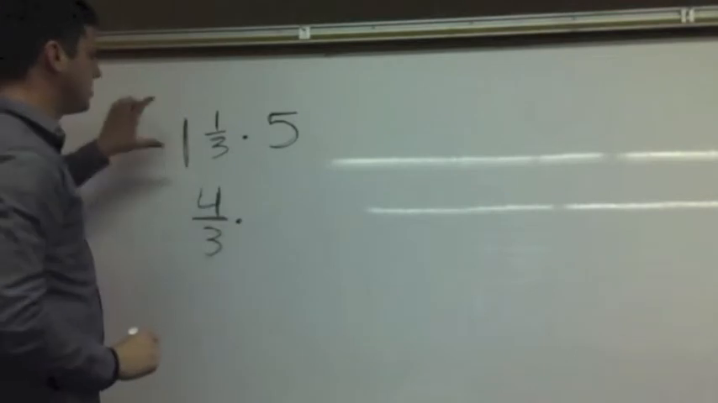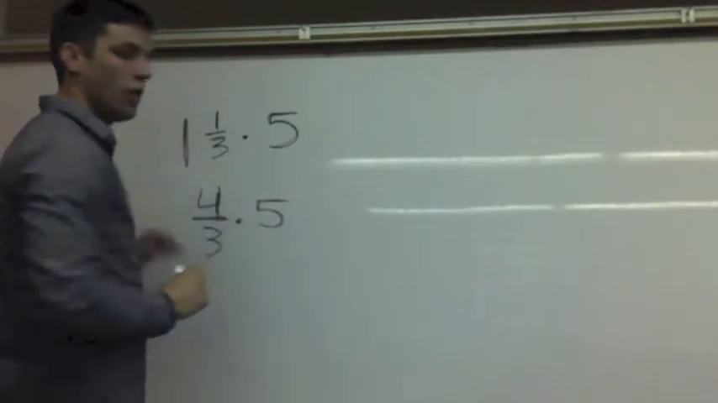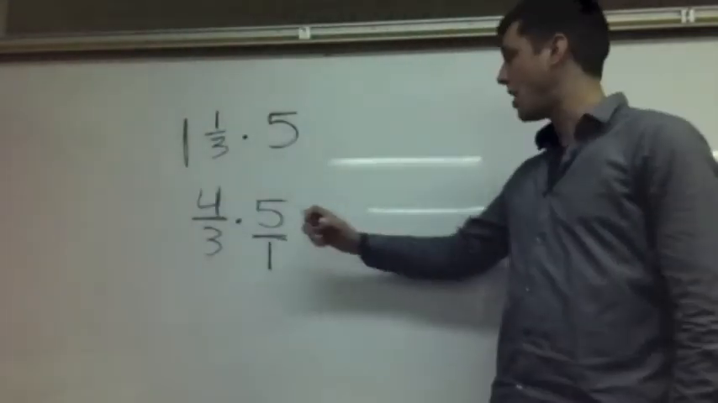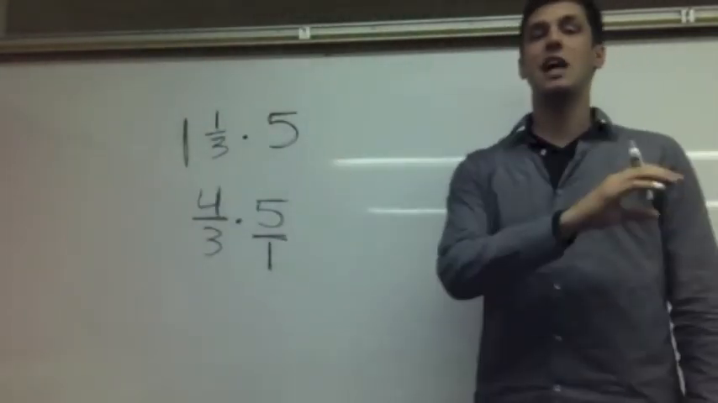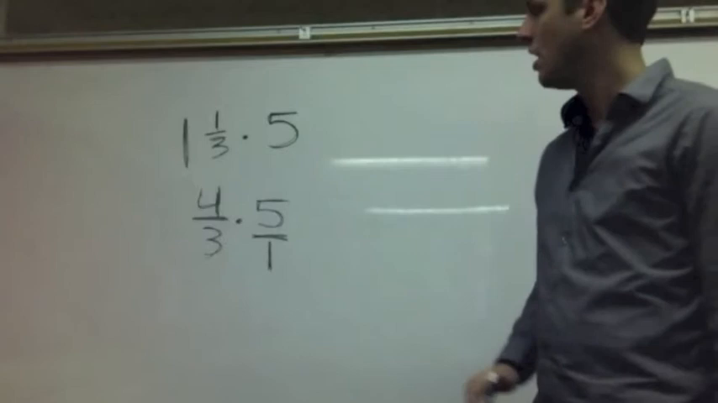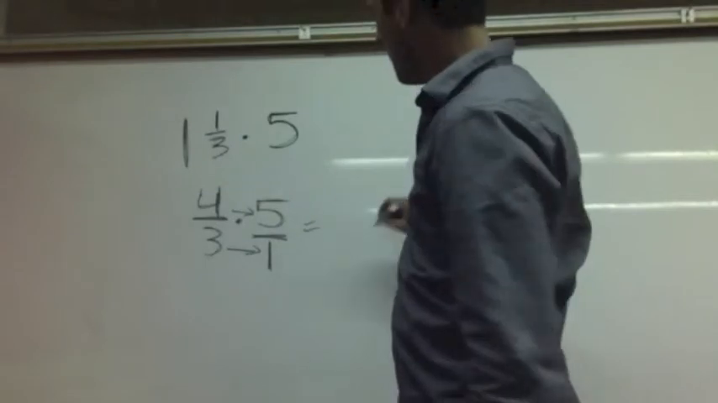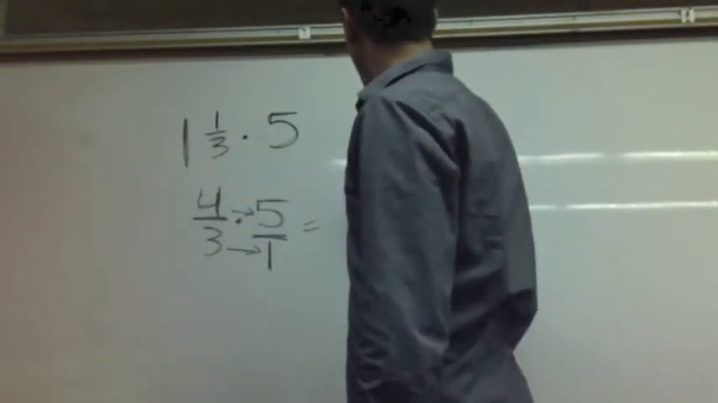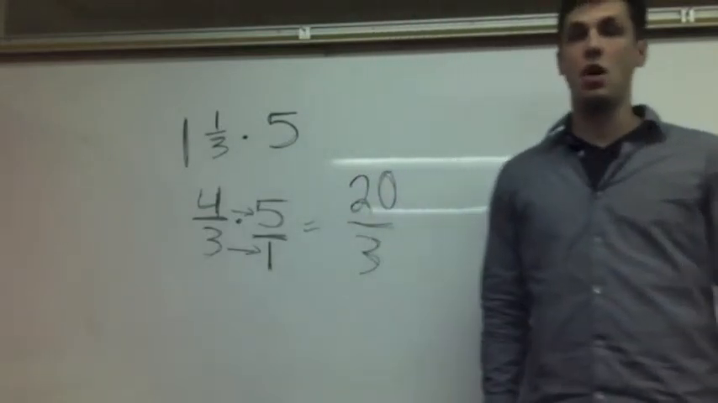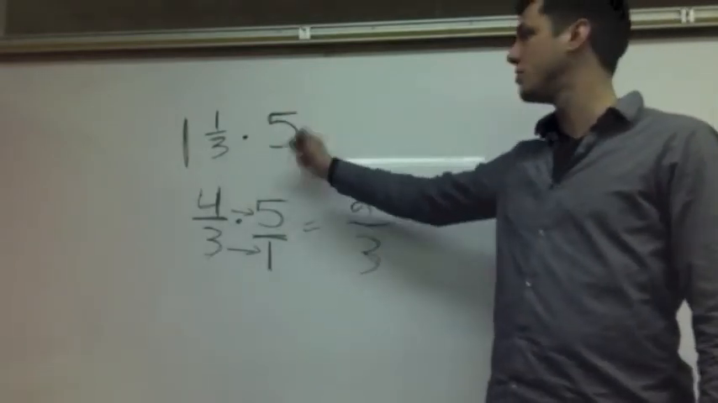4/3, which is this fraction, times 5 is the same as doing 4/3 times 5/1. Because 5 divided by 1 is simply 5. So anytime you have a whole number and you want it in a fraction form, you just put a 1 underneath it. 4/3 times 5/1. Multiply the tops, multiply the bottoms, and you get 20/3. Can you simplify it? No, 20/3 is your final fraction. That is your answer for 1 1/3 times 5.